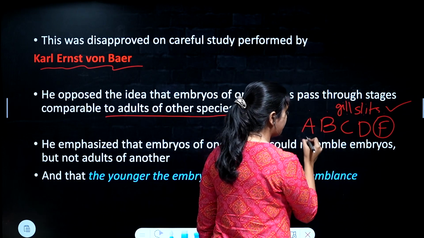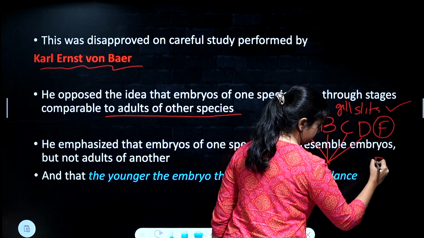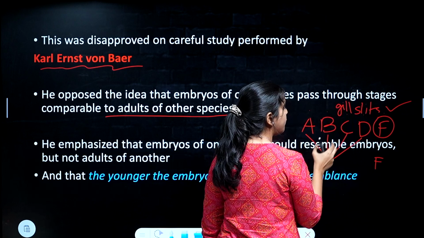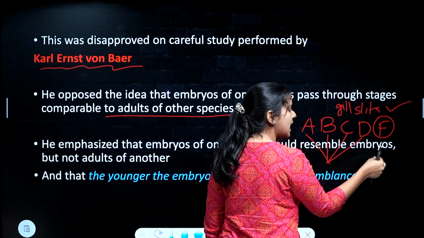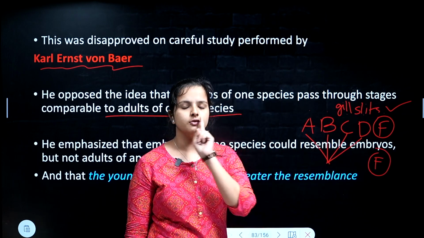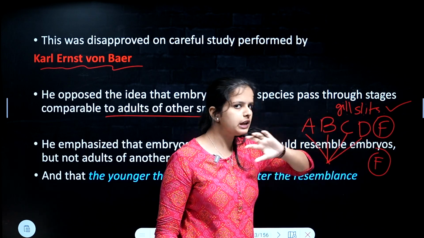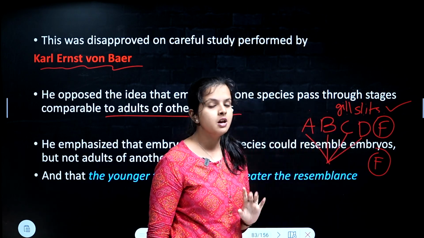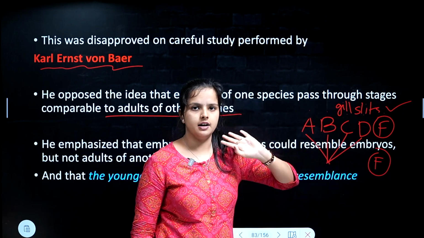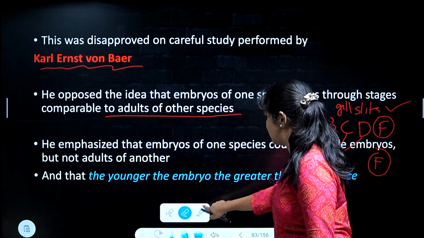But if you compare the embryos of these four organisms with the adult of the fish, you can also see gill slits, but that's not right. What Carl Ernst von Baer said is that it's completely fine to compare embryos of different organisms, but it's not okay to compare the embryo of some organism with the adult stage of another organism. That's what Carl Ernst von Baer actually said.